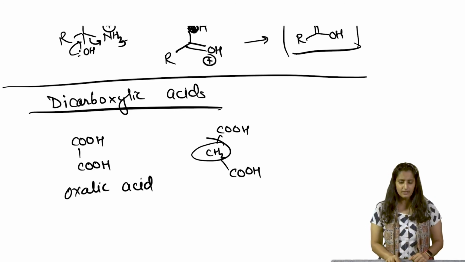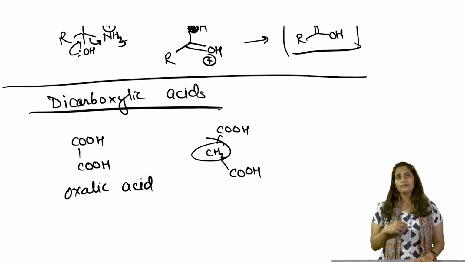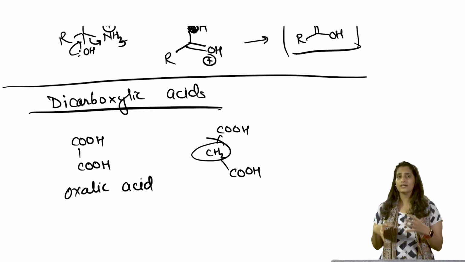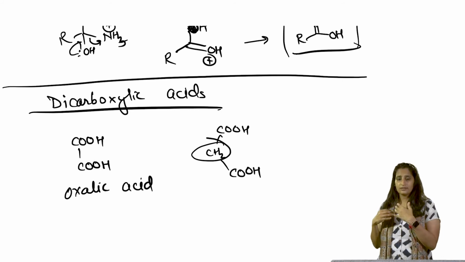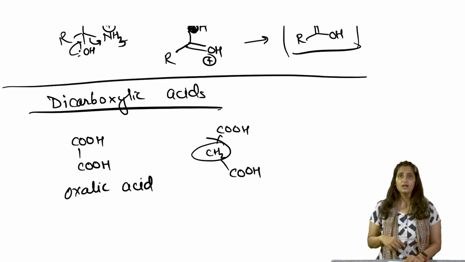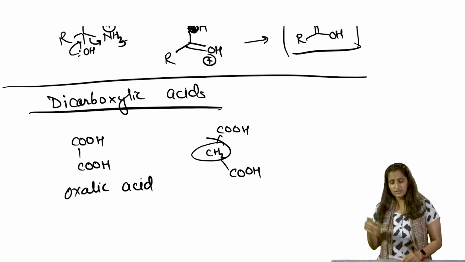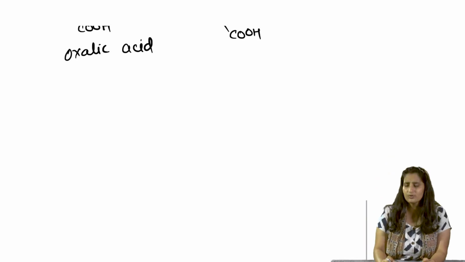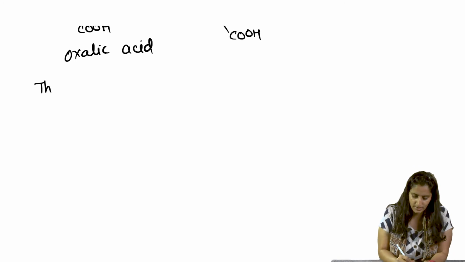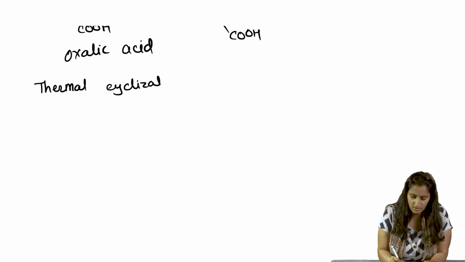Regarding their reactivity, remember that having 2 COOH very close to each other, they tend to undergo either cyclization reactions or decarboxylation reactions, wherein you end up getting rid of one of the carboxylic acid functionalities. There are various ways to look at these reactions, but I am not going to go over a lot of them, just a little bit for us to get acquainted with. So, the first one I am going to talk about is thermal cyclization.